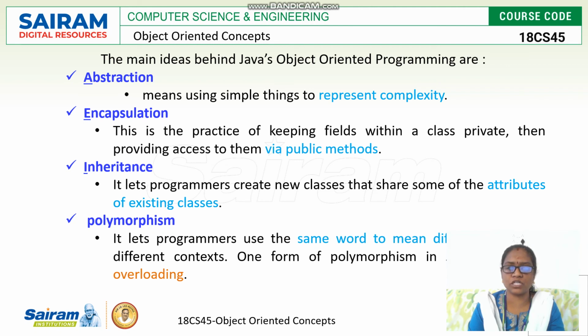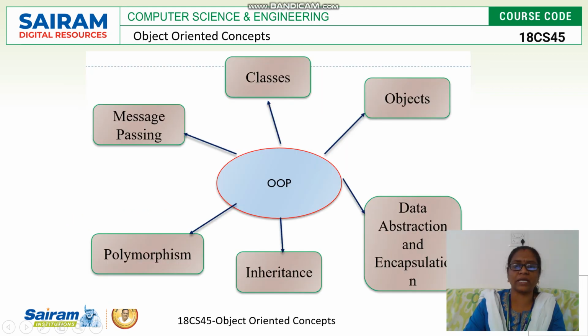And encapsulation is the practice of keeping the class members private. It provides security, it hides the data. And the third one is inheritance. It is the process of extracting basic features from the parent class or base class. And the fourth one is polymorphism. Using the same word, we can mean different things in different contexts, with different implementations. That is what is called polymorphism. We will see them one by one in detail.